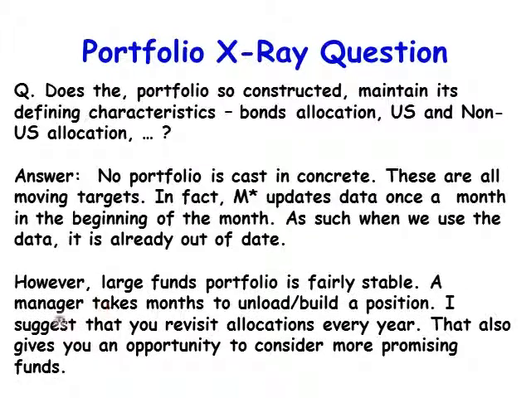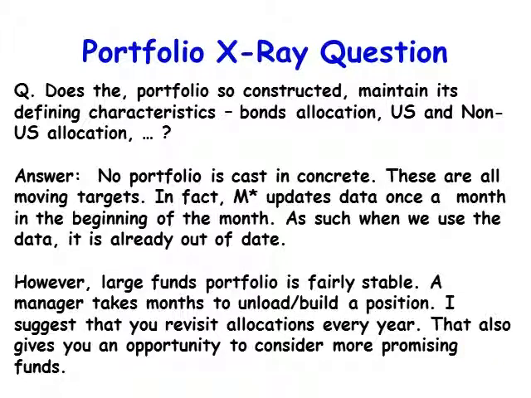Okay, let's continue. However, a large funds portfolio is fairly stable. When funds have too many assets in them, they're rather stable; a manager takes months to unload or build up a position. I suggest that you revisit the allocation once every year. That also gives you the opportunity to consider more promising funds. So don't worry about it. It should be fine. Let it deviate slightly from the allocation we cooked up. Let's revisit the allocation every year or so and do your rebalancing at that time. So this is my reallocation once a year, and at that time we would get it right again.